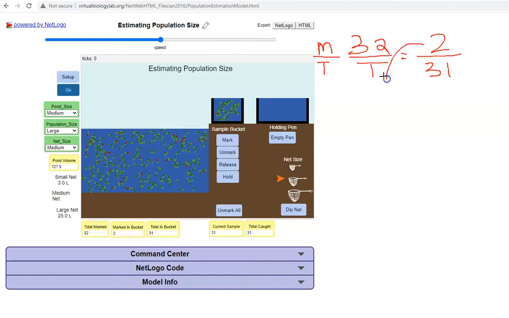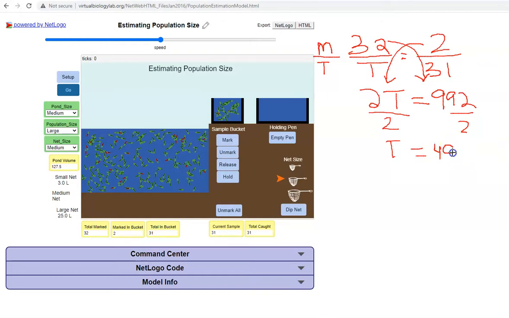You remember how to do that. We're going to cross multiply to get 2t, and then we're going to multiply 31 times 32 to get 992. And now I'm going to divide both sides by 2 to make my estimate about this population. And if I divide by 2, I get an estimate of 496.